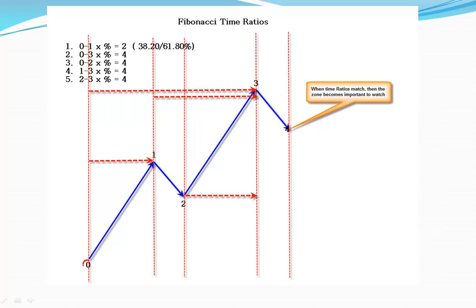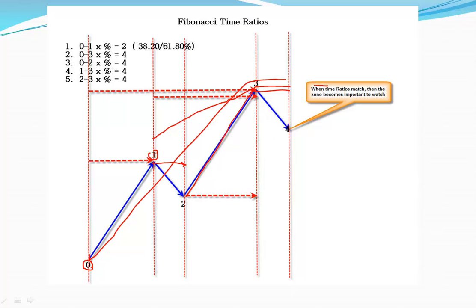So when the market goes from 0 to 1, a certain amount of time was spent, and then we look at a percentage, just like we look at Fibonacci going forward. The same thing, we look at from 0 to 3. We look at 1 to 3. How long did it take to go from 1 here, and a percentage going forward? How long did it take to go from 2 to 3, and a percentage going forward? And how long did it take from 0 to 3, and a percentage going forward?